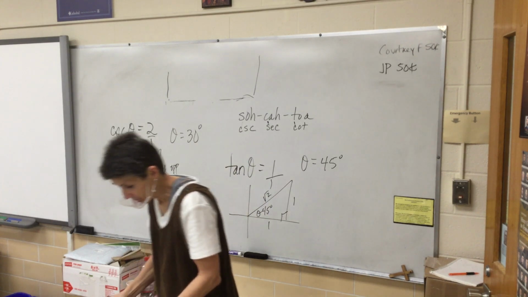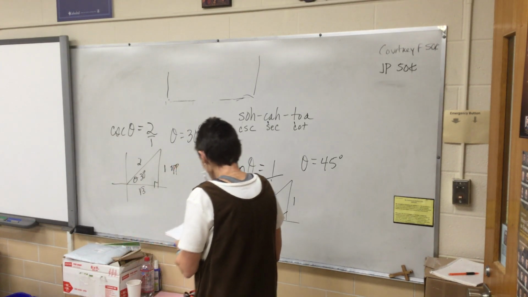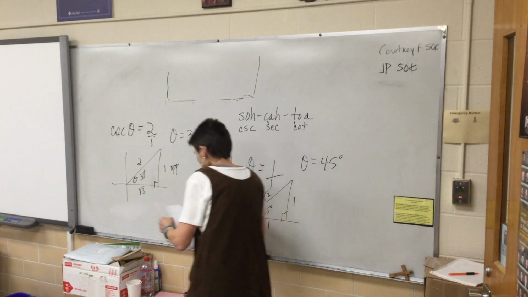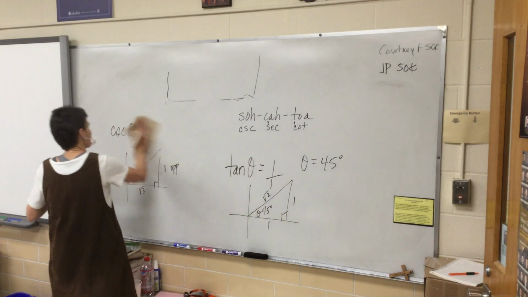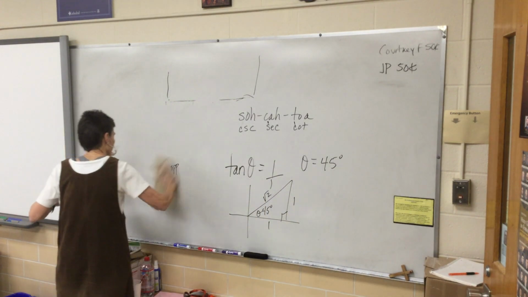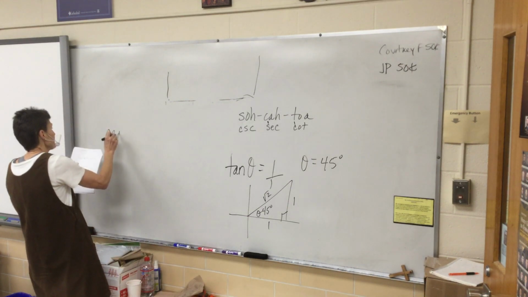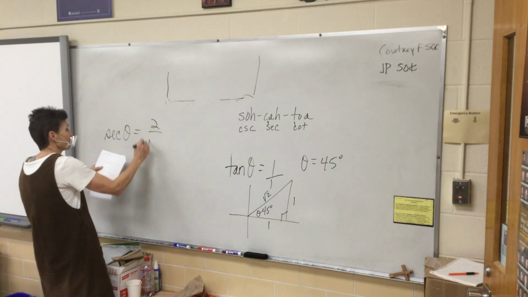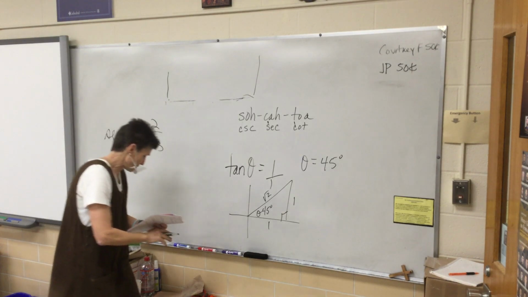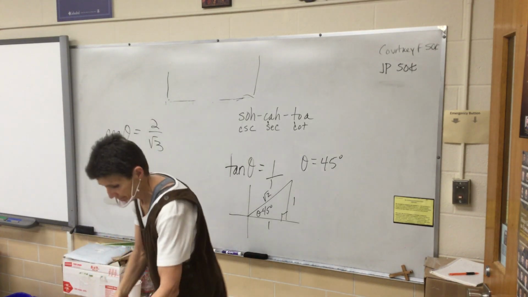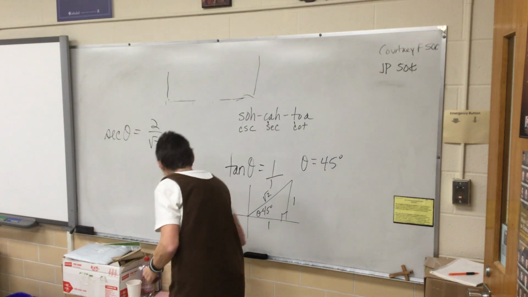Okay. Oh wait, there's more. I thought we were done. There's more. Okay, so secant 2/√3. Come on, guys, stay with me. We don't get to have this chance for many, many days, so hang in there. Thought it would never come.